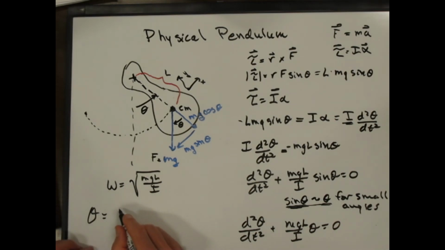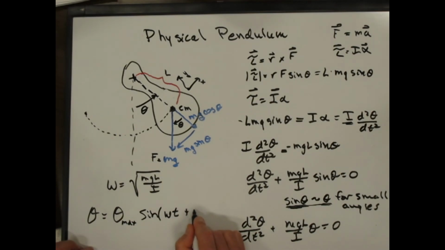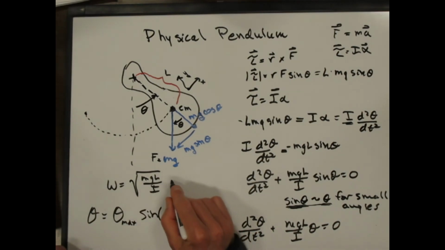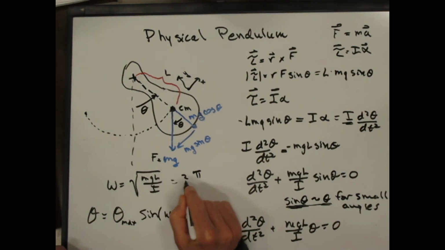Then we get theta is equal to, and you can put a here, that's what I've been putting. I think your textbook puts theta naught, or maybe theta max. Anyway, it's the amplitude. You can still use a there if you want. Sine of omega t plus phi naught, or phi. It's the exact same solution that all the others have. It's just an oscillatory motion, and in this case, omega is 2 pi over the period, right?